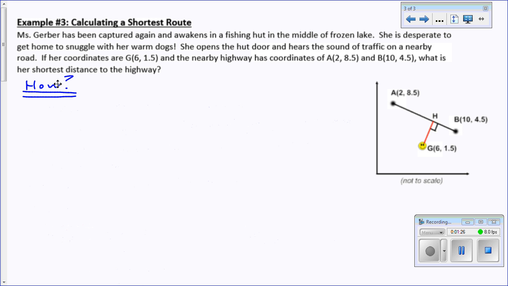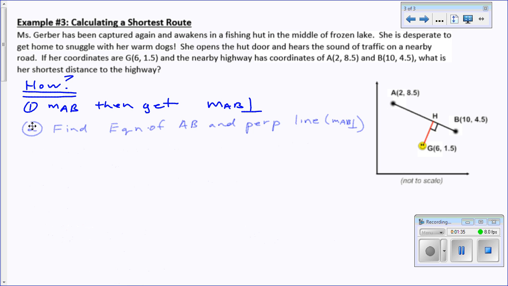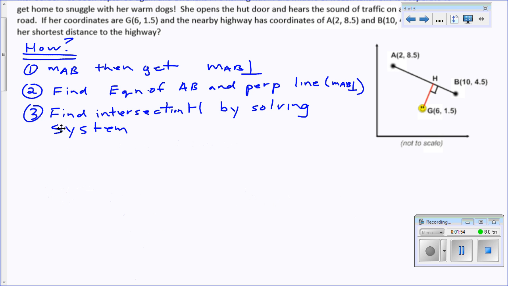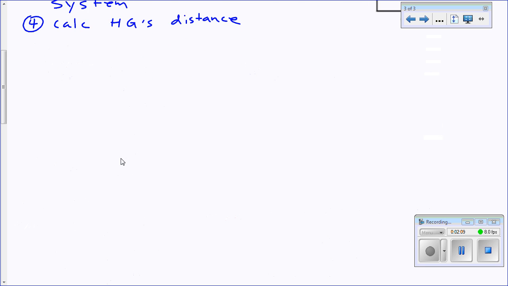Now, how are we going to do this? Well, the first thing you're going to do is calculate the slope of AB, and then tell me what the perpendicular of the AB slope is. Then you're going to find the equation of AB and the equation of the perpendicular line. Then you're going to find the intersection, and we're going to call it H, by solving the system of those two lines that we created in section 2 here. And then finally, once we have that H value and our G value, all we have to do is find the distance using the distance calculation.